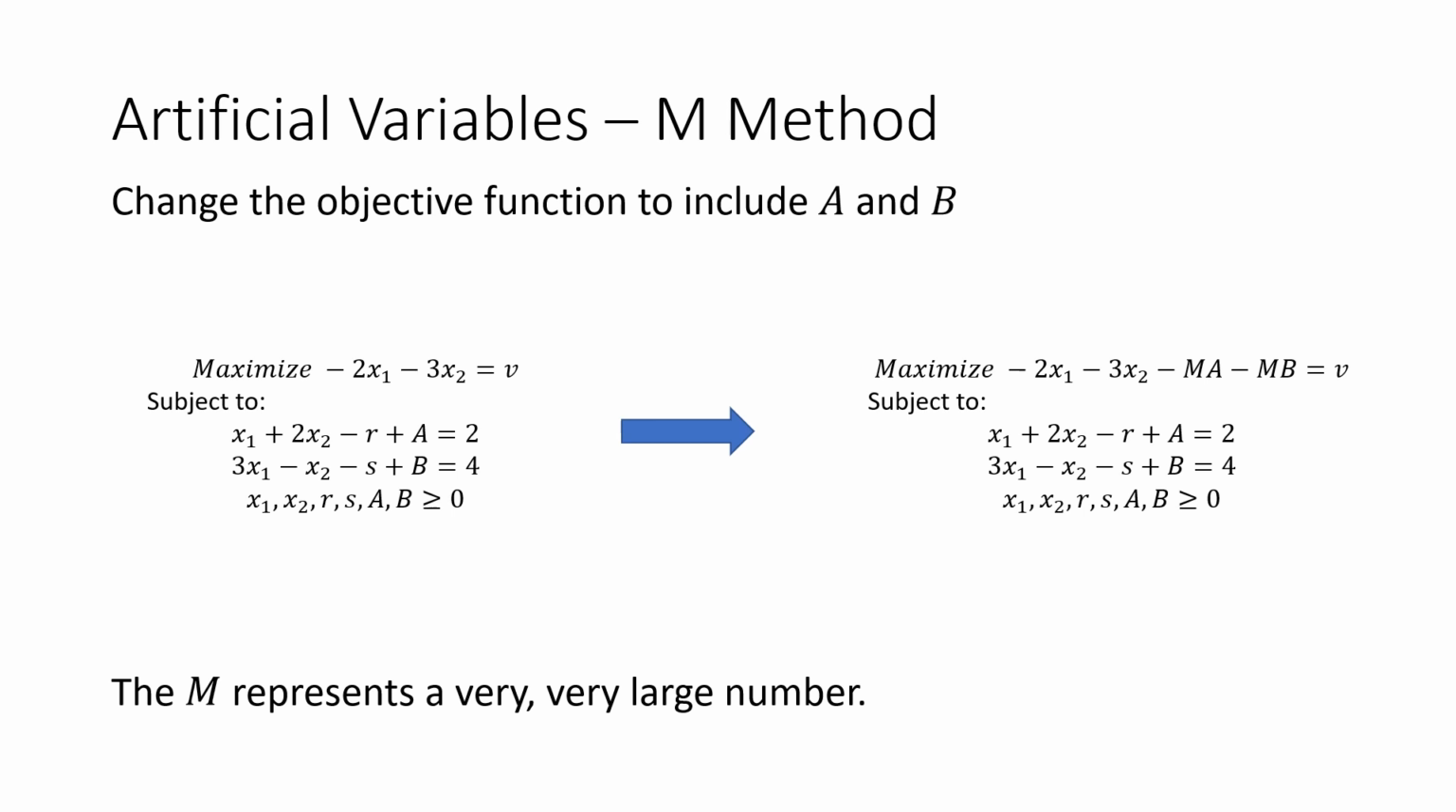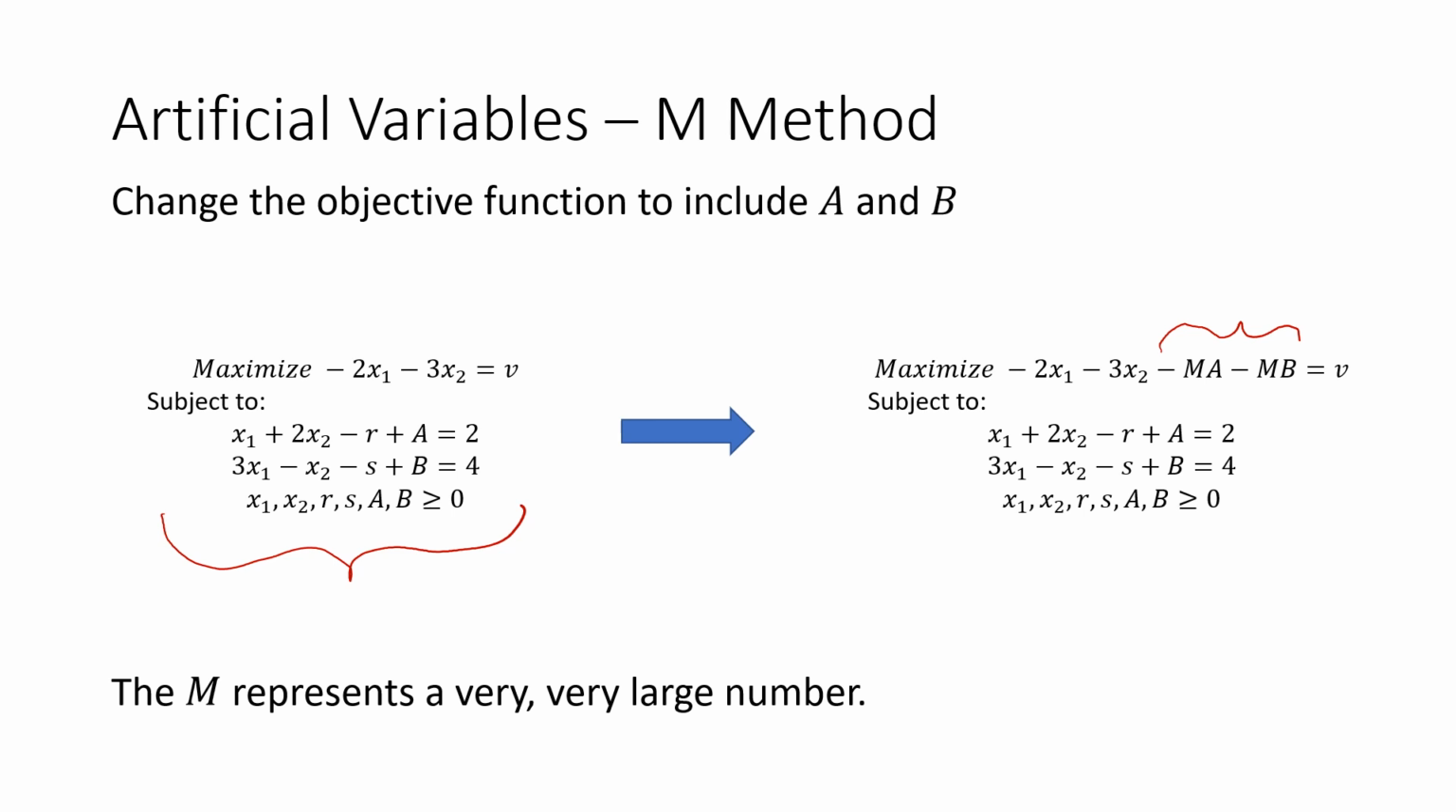So here is the linear program that we got by adding in our artificial variables. If you were to just solve this, you would end up with positive values for a and b. That's not what we want. We want to force a and b equal to 0. So what we're going to do is add those variables into our objective function, make them negative, and put this M in front of them. This M represents an incredibly large number.